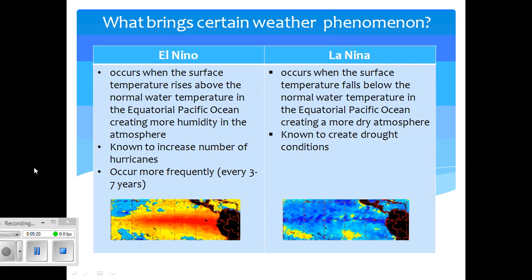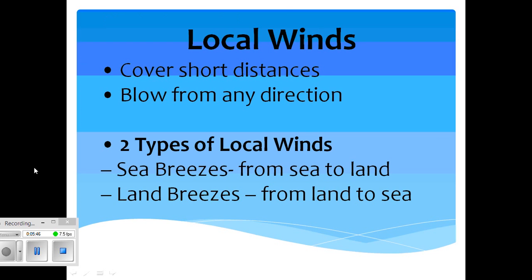La Nina occurs when the surface temperature falls below the normal water temperature in the equatorial Pacific Ocean, creating a more dry atmosphere. This is known to create drought conditions. So when you think of El Nino, think of moisture, more humid type climates. And when you think of La Nina, you need to think of drought-like conditions.